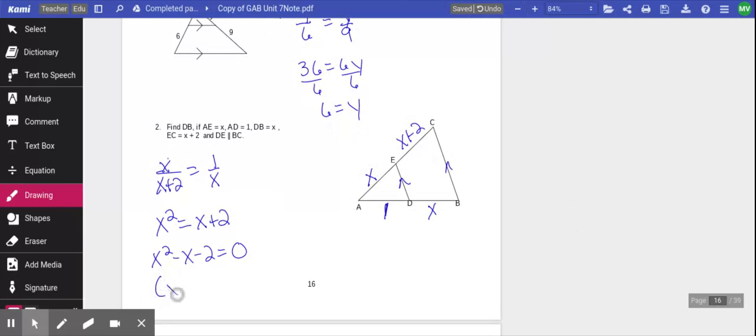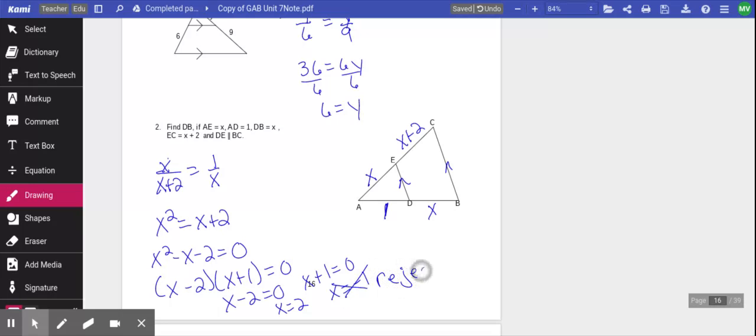I'm going to try to factor, which I can. It's x minus 2 times x plus 1, because negative 2 times 1 equals negative 2, and negative 2 plus 1 equals negative 1. So x minus 2 equals 0, or x plus 1 equals 0. x equals 2, or x equals negative 1. I'm going to reject the negative 1 because of length. I can't have part of my triangle be negative 1. So therefore DB is 2.